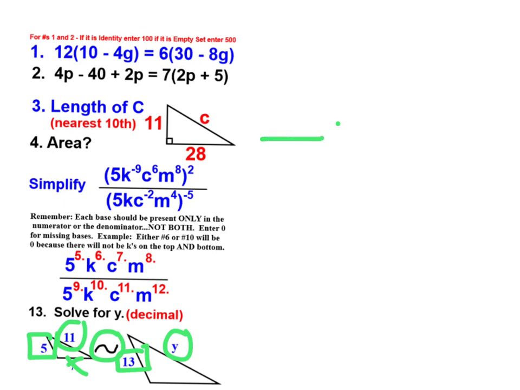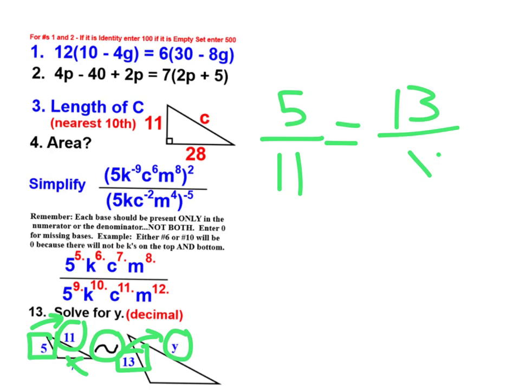So let me set this up a couple different ways. I'm going to set it up with a proportion. I could say that 5 has a relationship to 11 because they're in the same triangle, and I would need to keep that order consistent. So if I went from this side to this side, I need to do the exact same thing here and go 13 to y. I'd be set up correctly at that point.